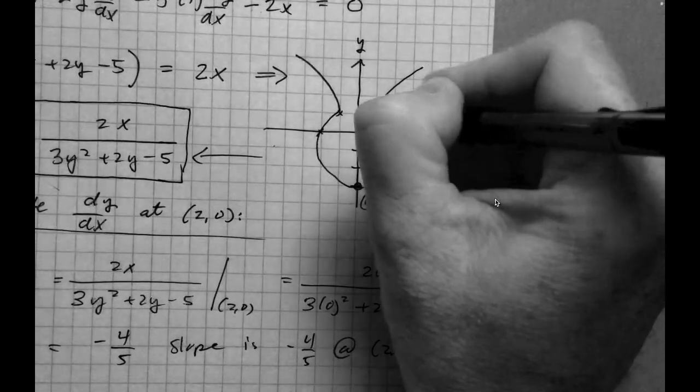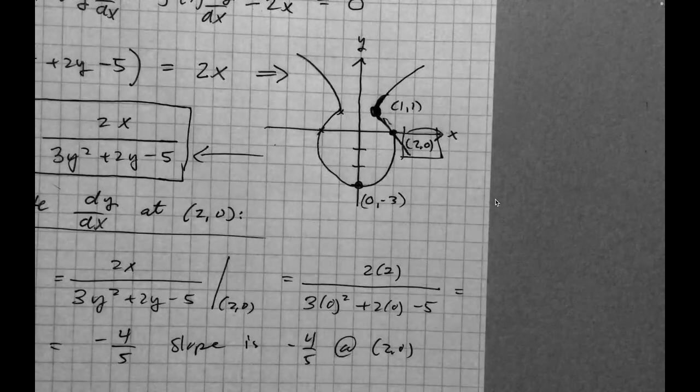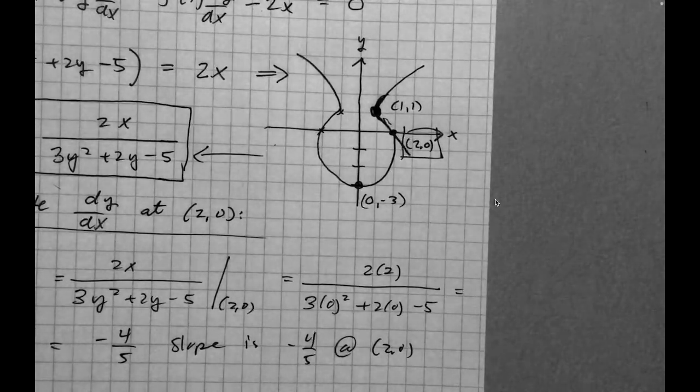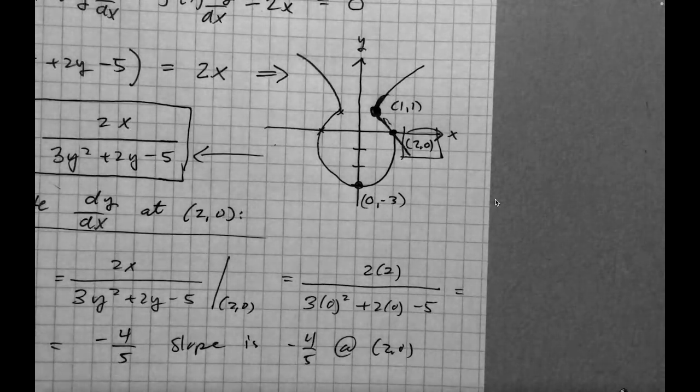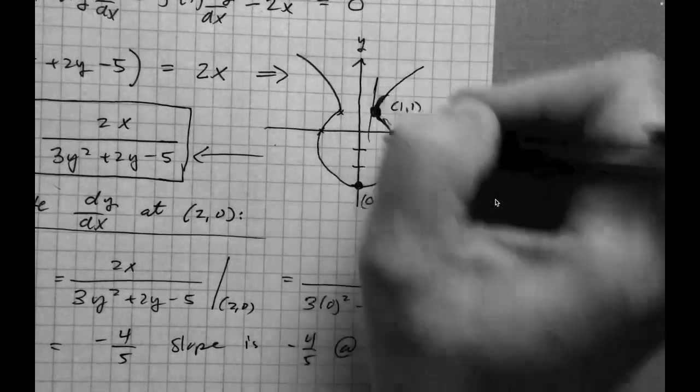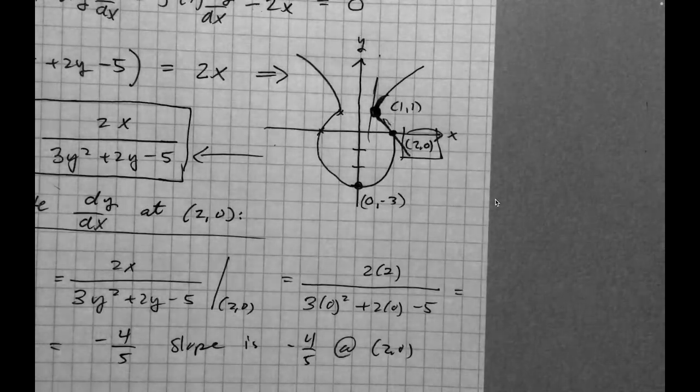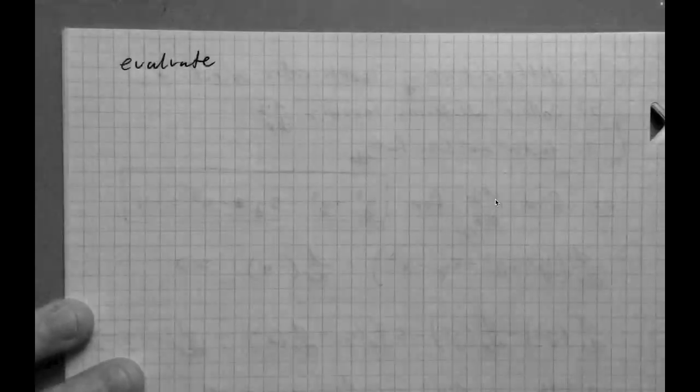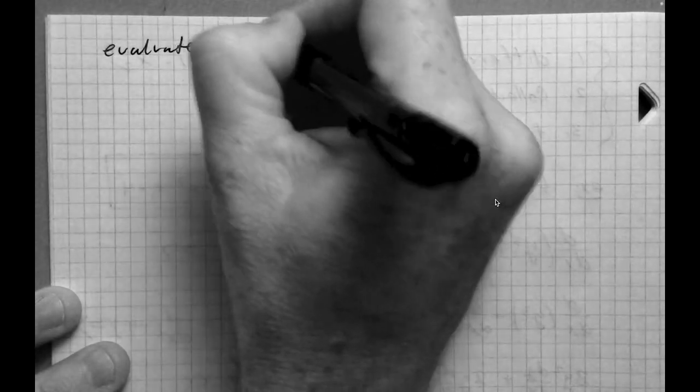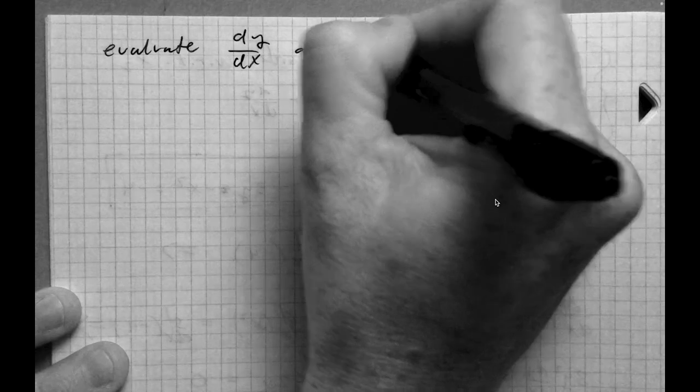What about this point here? What about (1, 1)? If you look at that, you'd be inclined to say that the tangent line would be vertical there. So what we might expect to see is an undefined value for the slope. Let's confirm that that's what this derivative provides us. So we'll consider (1, 1) and evaluate dy/dx there.